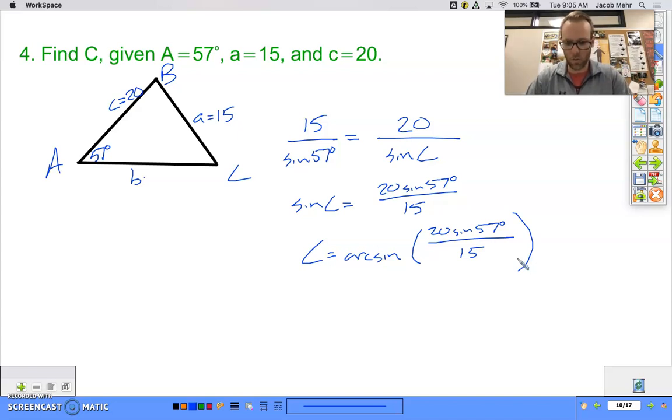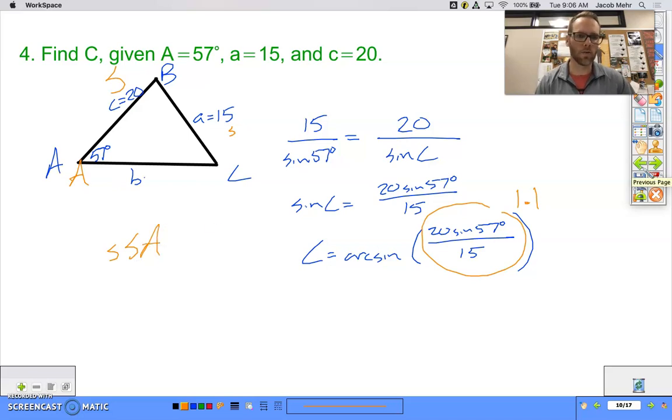If I just type in 20 times the sine of 57 over 15, just this part is equal to about 1.1. And can the sine of an angle be equal to 1.1? No. 1.1 is outside of the range of sine. The sine of C can't equal something bigger than 1. So this, notice again, is little side, big side, angle.